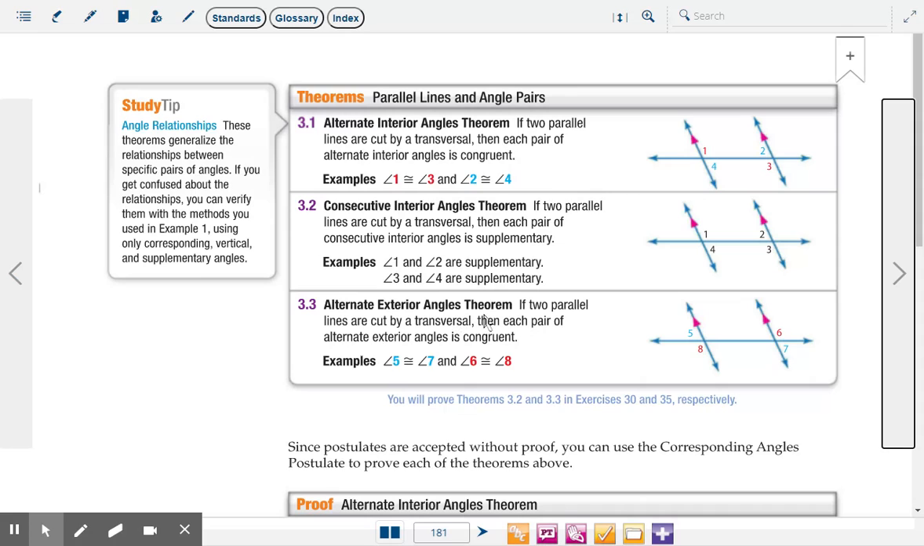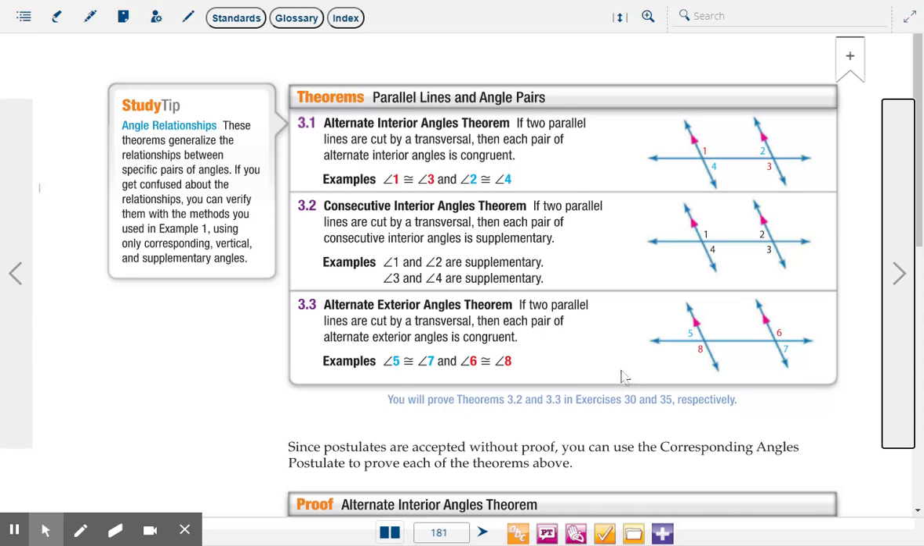Alternate exterior angles, what do you think? Congruent or supplementary? Well, 8 and 6 are a pair of alternate exterior angles. 8 and its vertical here are going to be congruent. This vertical and 6 are corresponding, and so by transitive property, this is congruent to 8, this is congruent to 6, so 8 and 6 are congruent. The other pair of alternate exterior angles here are 5 and 7. They are congruent.